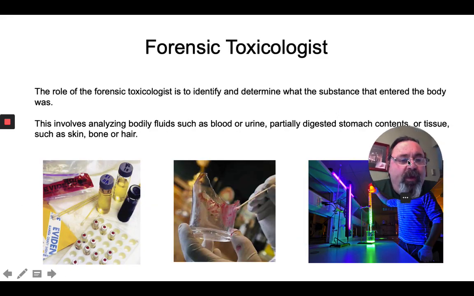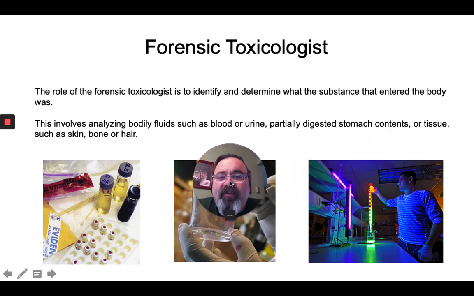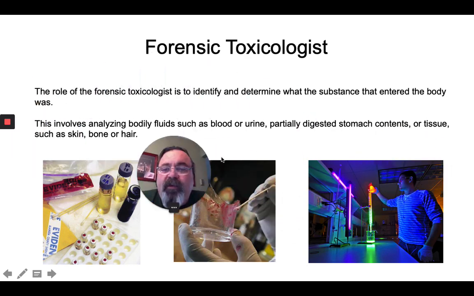Toxicologist. Look at me. I'm here now. Look out! I'm small, big head guy. The role of the forensic toxicologist, on the other hand, is to determine what substance entered the body. So this involves things like bodily fluids, blood, urine, stomach contents, and tissue of the body, examples of which are skin, bone, and hair.